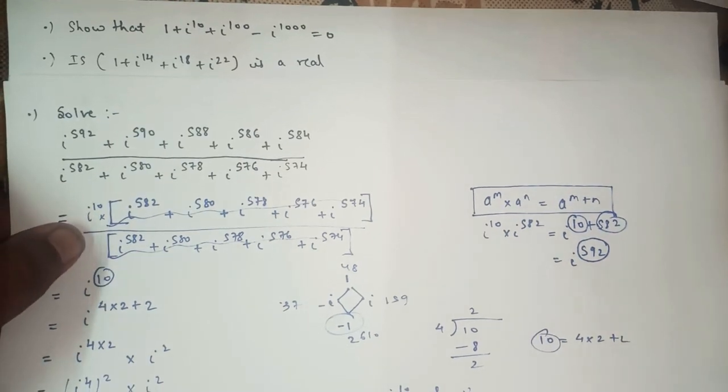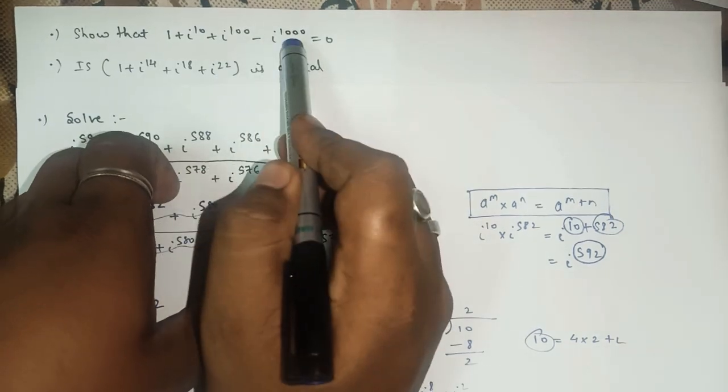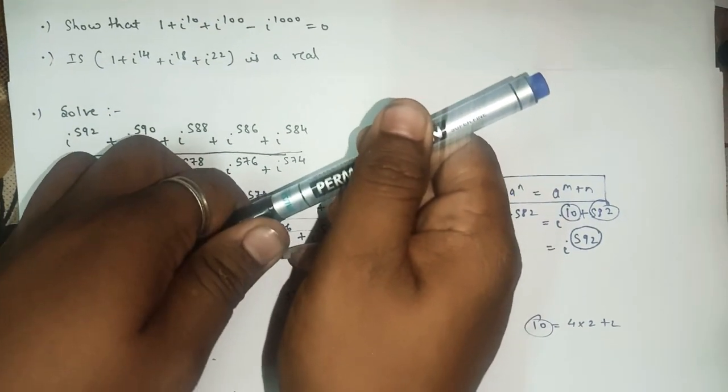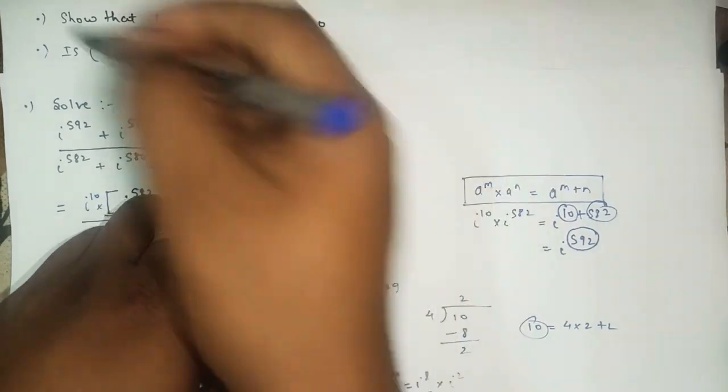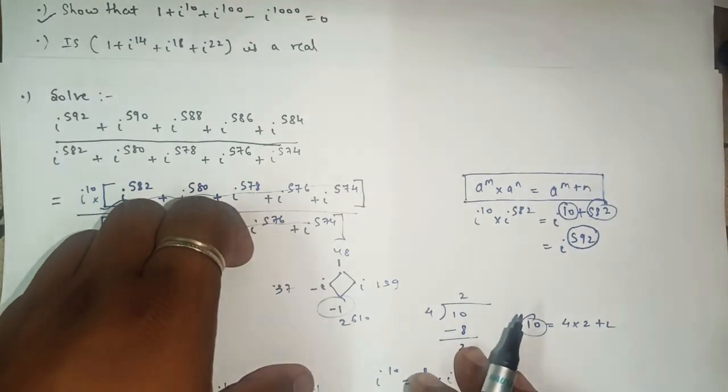So here the next sum is what? Show that 1 plus i raised to 10 plus i raised to 100 minus i raised to 1000 is equal to 0. So this sum also is very simple. Just I will explain this part, and this sum also you have to try by yourself.